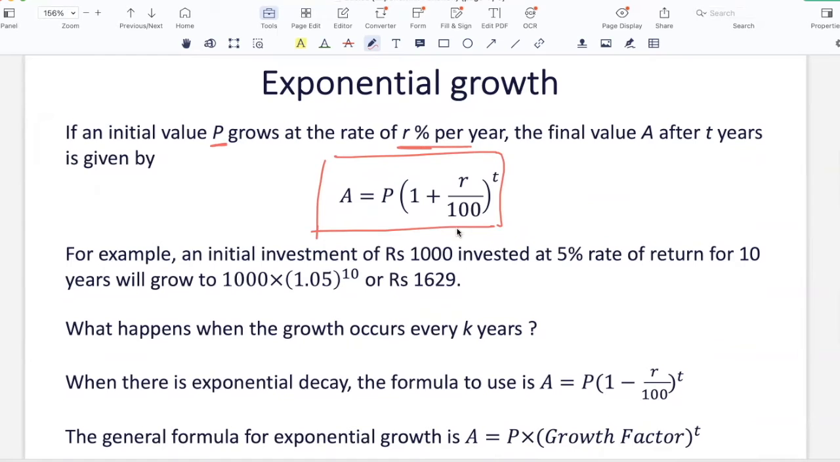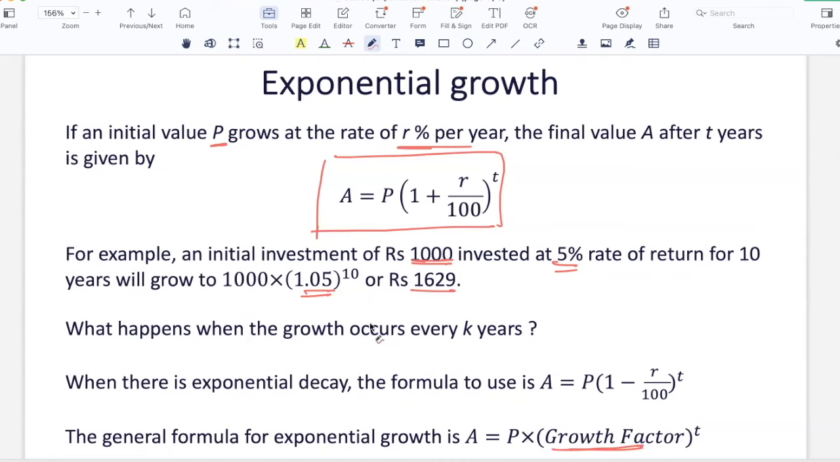So for example, let's say I invest an initial amount of 1,000 at 5% rate of return for 10 years, then this would grow to 1,000 into (1 plus 5 by 100), which is 1.05, to the power 10, which comes to 1629. This part, the base, is often known as the growth factor. So a normal representation for this formula is A is P times the growth factor to the power T.